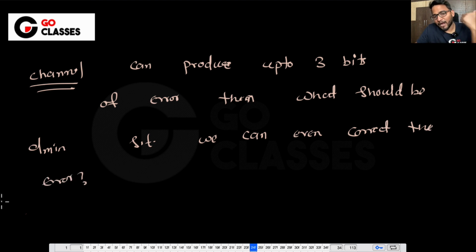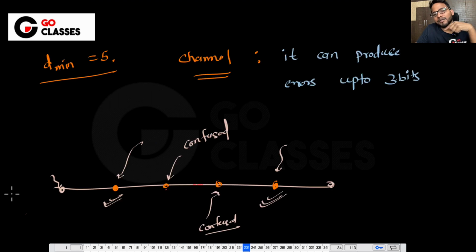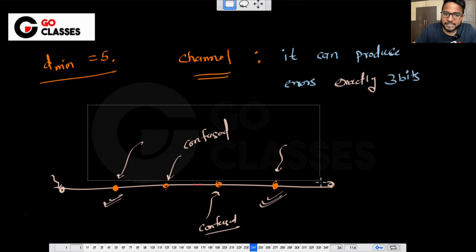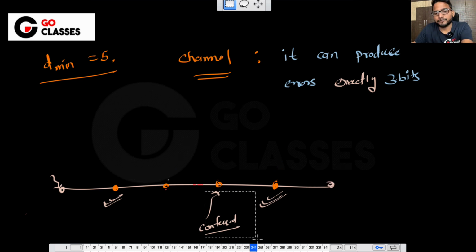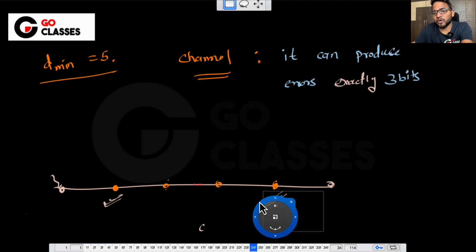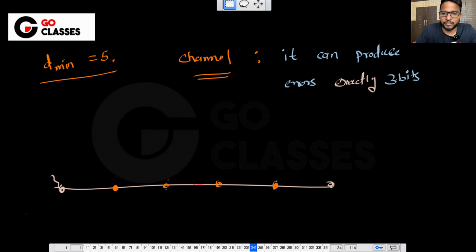Before I ask this question, let me ask one easier question. Suppose I modify this question: instead of it can produce up to 3 bits of error, I say exactly 3 bits of error, okay? Suppose I say it can produce exactly 3 bits of error, then are you confused? Exactly 3 bits here means either no error or exactly 3 bits of error, okay?